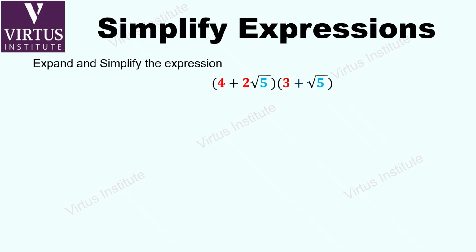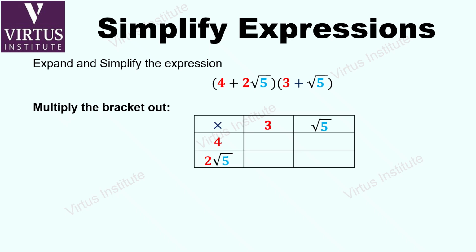To expand and simplify the quantity 4 plus 2 square root 5 multiplied by the quantity 3 plus square root 5, multiply out the brackets using every term in the first bracket to multiply every term in the second bracket. A visual and quick way to do this is to use a grid as shown.